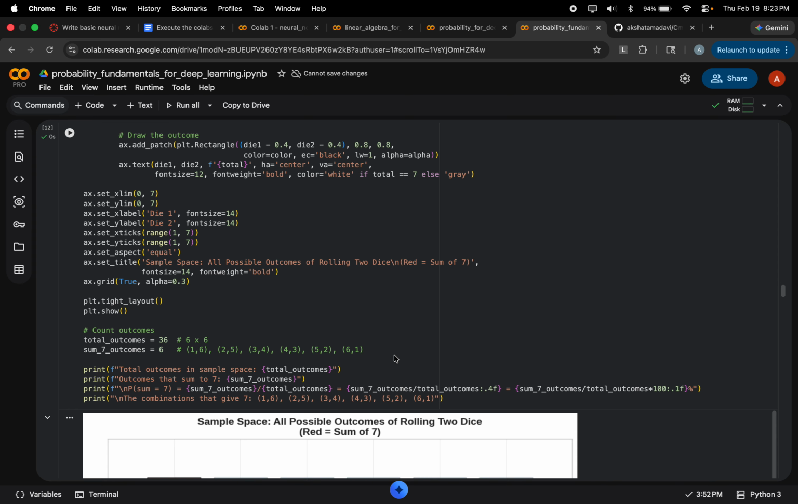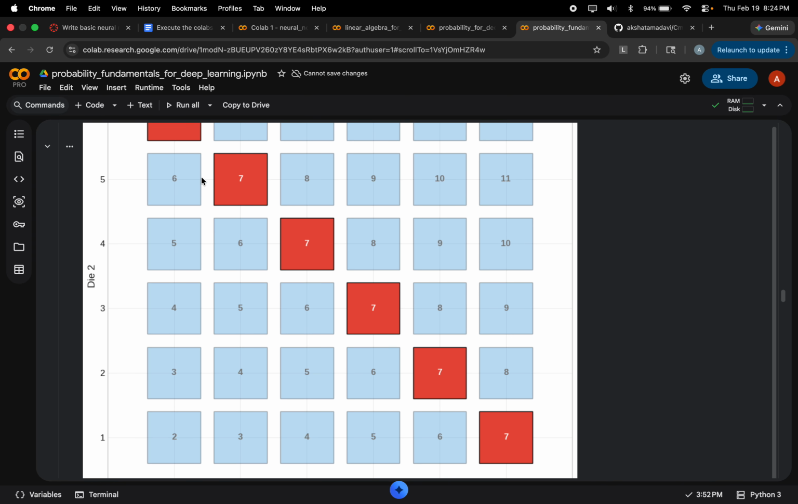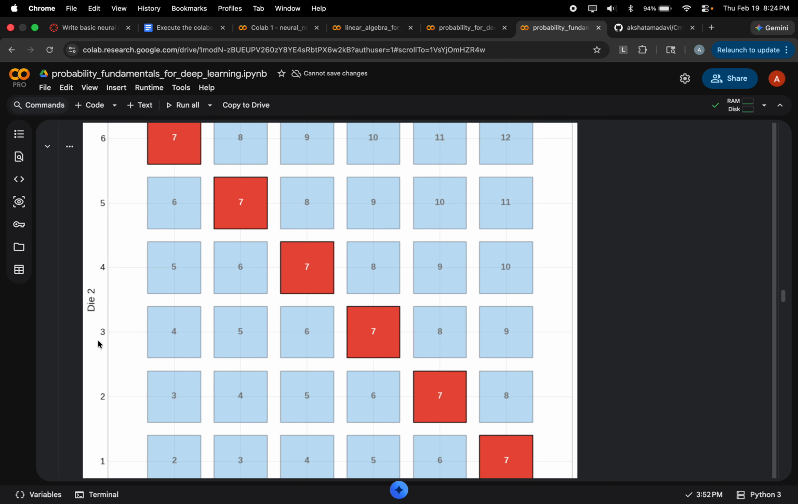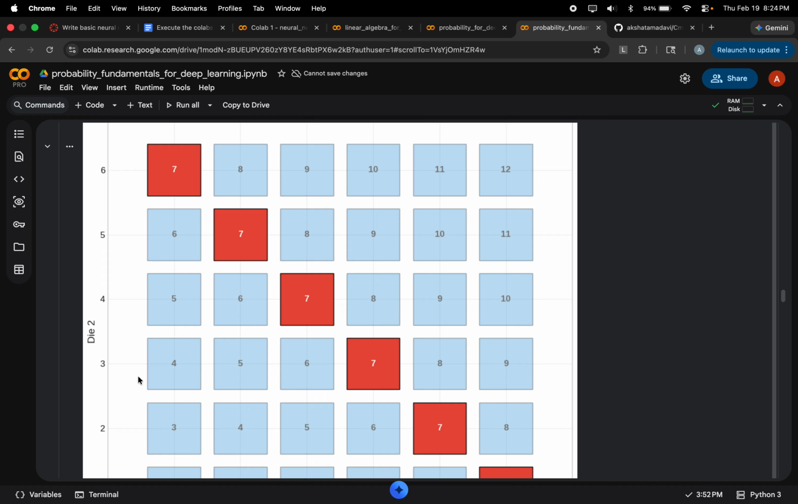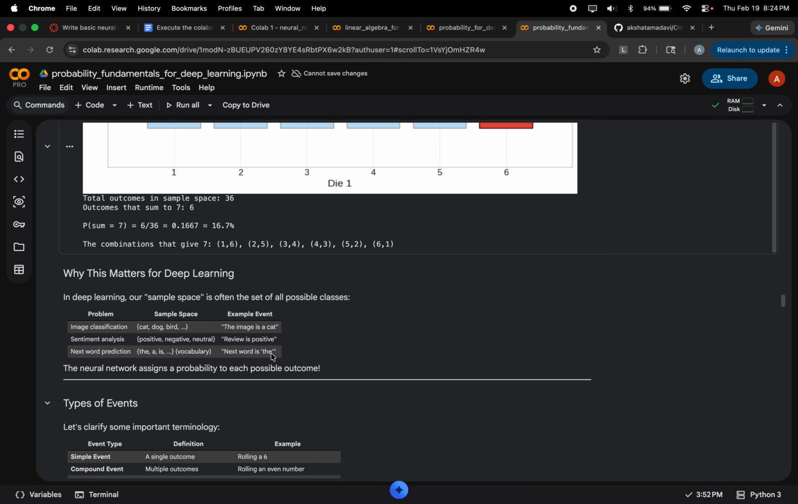Now our event was that the sum should be 7. So these are my events: 1, 2, 3, 4, 5, 6. 6 is my numerator, and the sample space is 6 by 6, so 6 by 6 is 36. So 6 divided by 36 is my probability of getting a sum of 7, which is 0.17, like that.